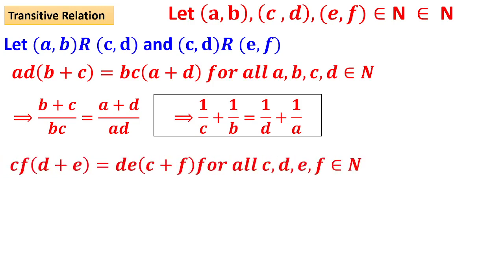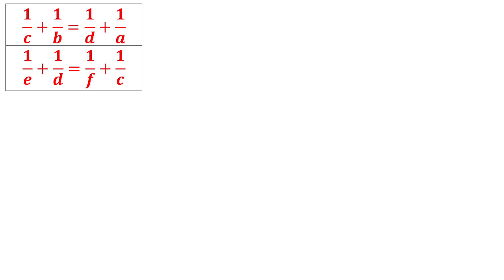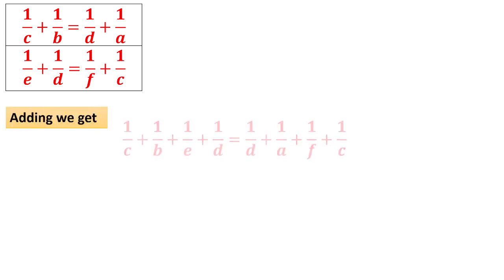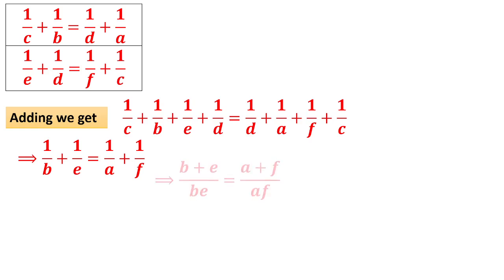Well, let us go to the next one, that is the relation. The second one is related to the third one. Therefore, you are getting the same thing, 1/e + 1/d = 1/f + 1/c. Keep it ready now. You add both the left hand side and right hand side, cancel the like terms. You will get 1/b + 1/e = 1/a + 1/f.